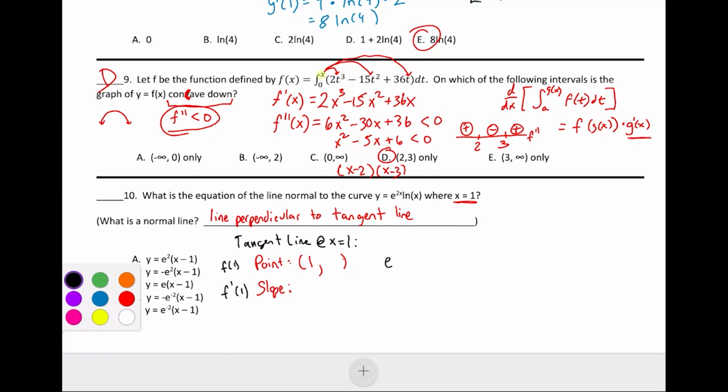So let's start by just plugging in 1 so we get that point. E to the 2 times 1 times natural log of 1. Well, the natural log of 1, of course, is 0. So it doesn't really matter that we have e squared there. It's just going to be 1 comma 0.